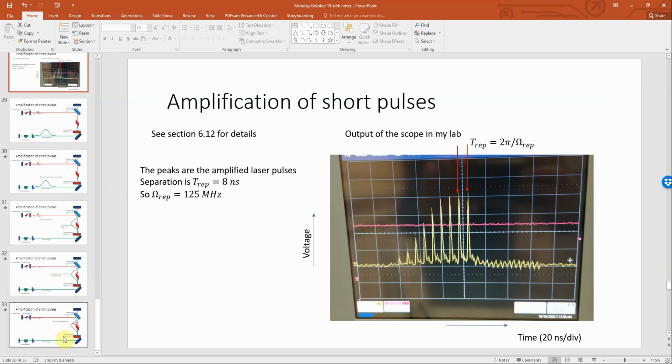Okay, and more technical details of that will be for somebody who wants to take on chirped pulse amplification, which I think I've assigned to somebody for their project.